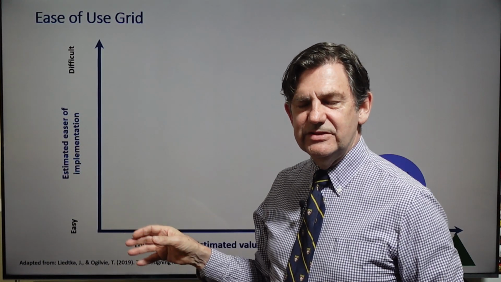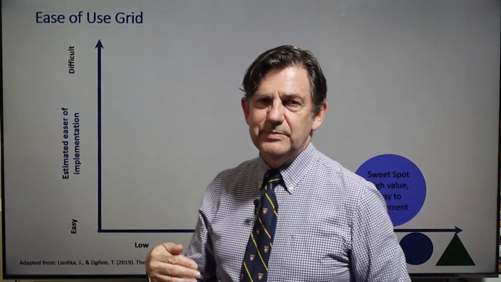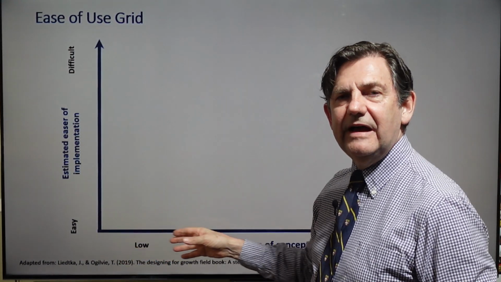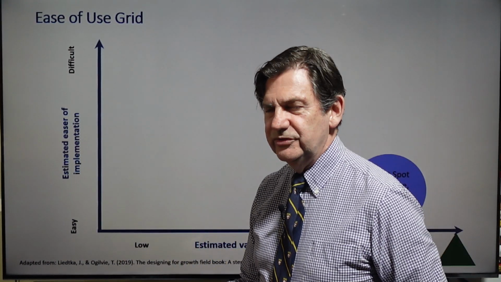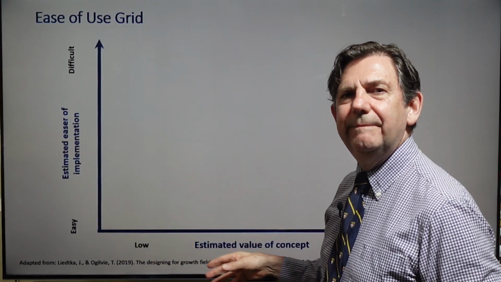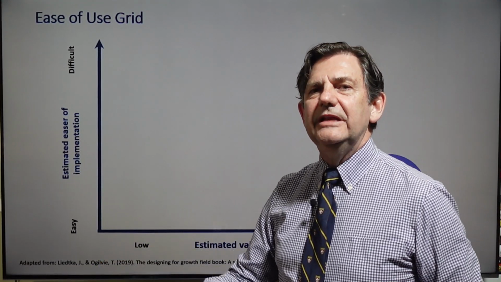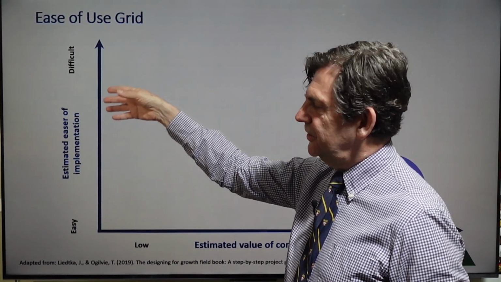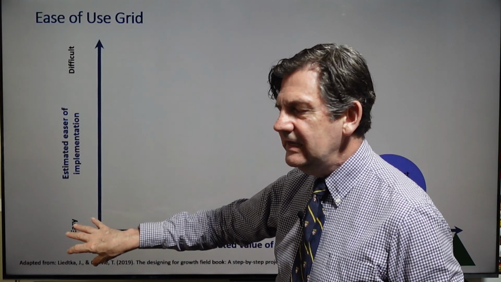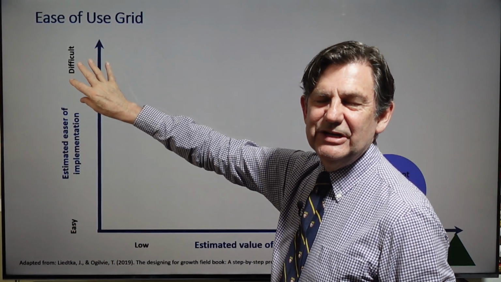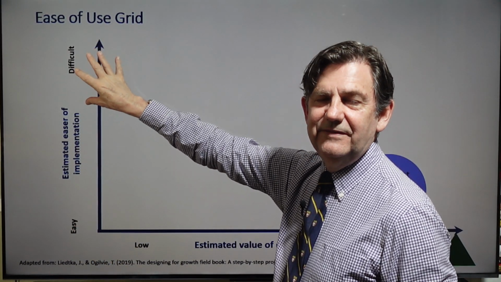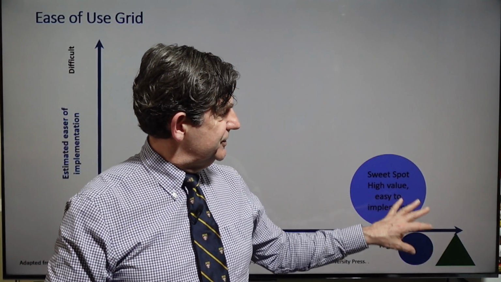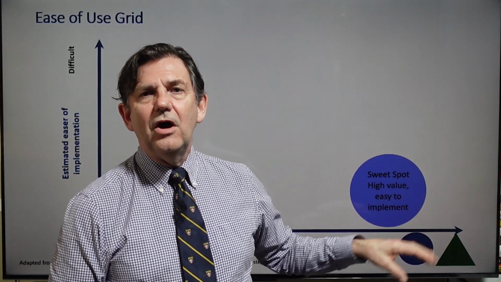I do love this ease of use grid, and in this particular case it works like this. So along here, the estimated value of the concept that we're introducing, low to high. Now we want to be really careful and thoughtful. Okay, is this really worth putting effort and energy into? And at the same time, in terms of implementation, is it relatively easy to implement, or is it going to be challenging? If it is challenging or difficult, that doesn't mean that we say stop, particularly if we've justified it as of high value.